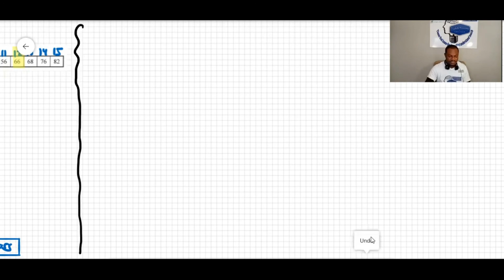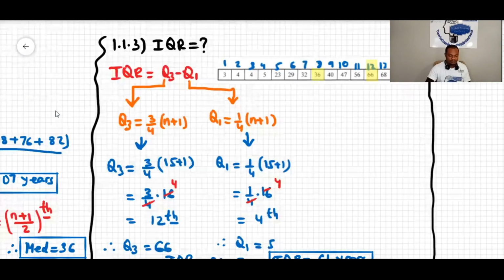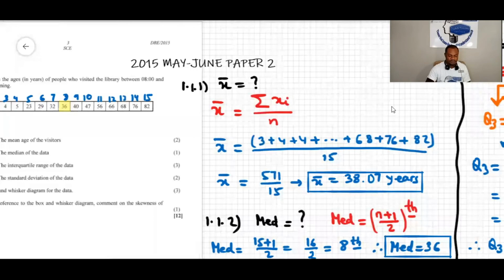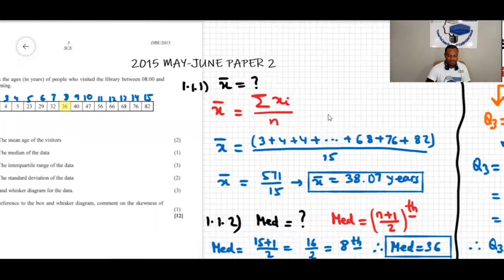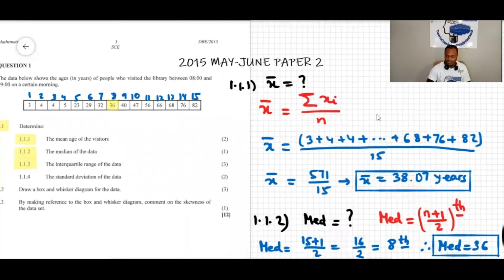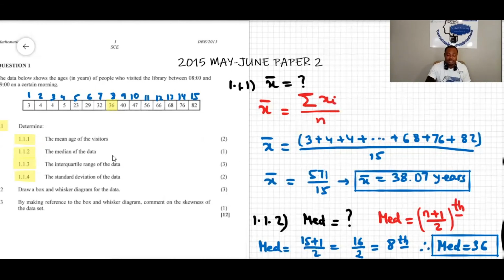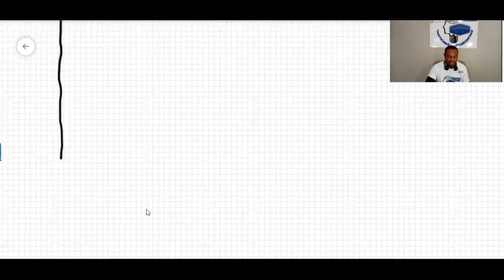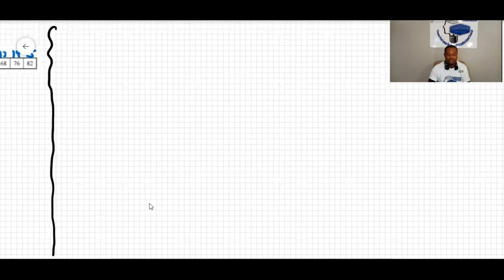The other question says we need to find question 1.1.4, which says the standard deviation of the data. So we need to find that also. Here is where you have to use a calculator. You can use a calculator, but the formula for the standard deviation is given by S.